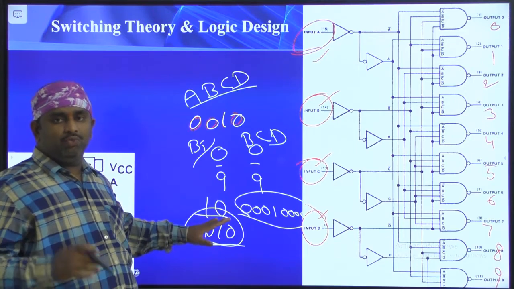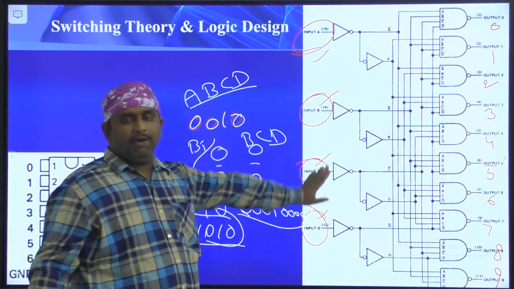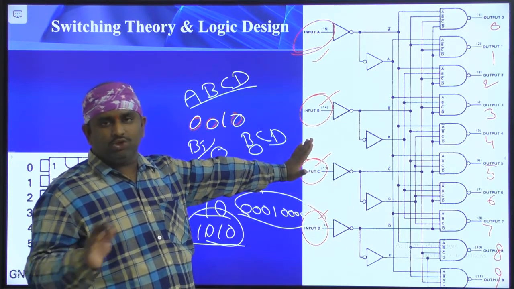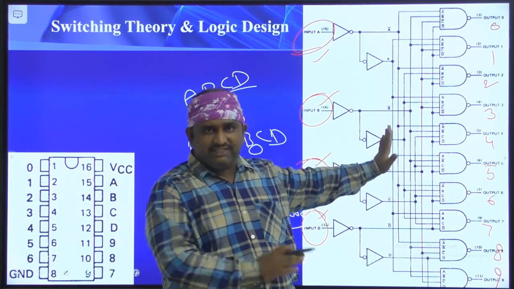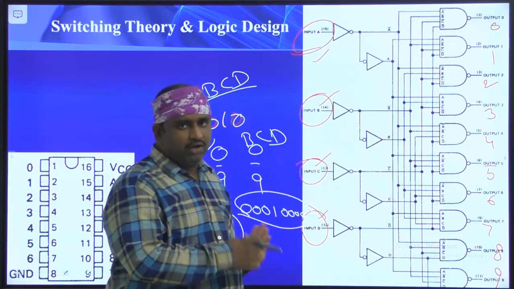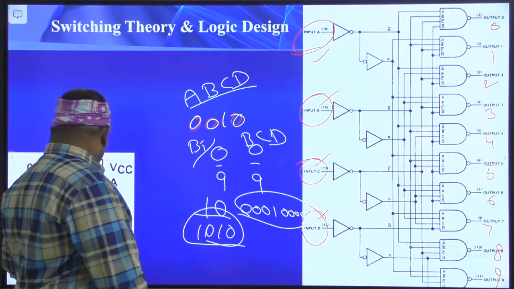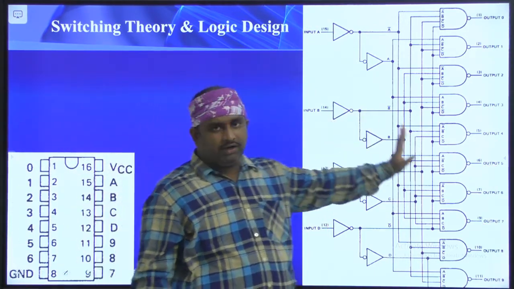Here we have the maximum possible combinations from 0 to 9. For that reason, by using ABCD inputs, you can give 0 to 9 combinations. Other than this, you cannot give. So here, this is a decoder. It is nothing but a decoder. Here we are not doing any conversion operations, binary to BCD or BCD to binary. It is a normal decoder.